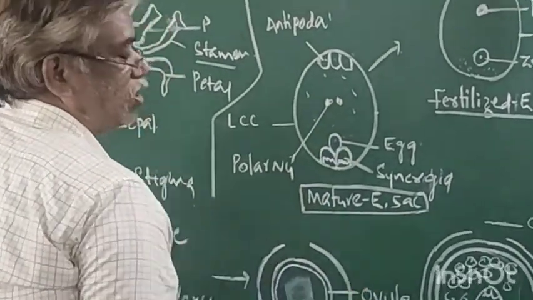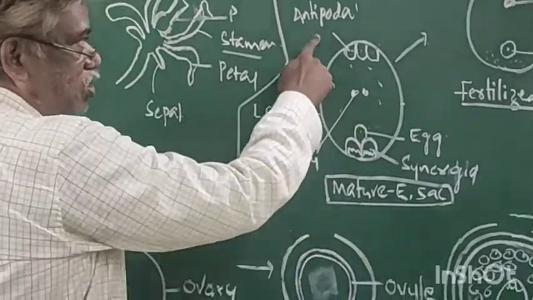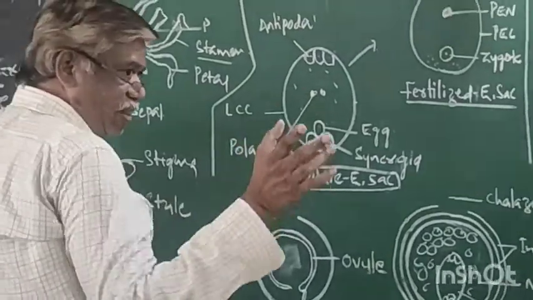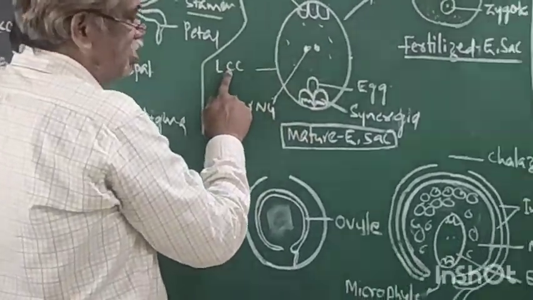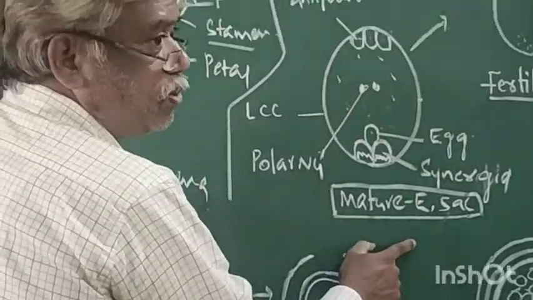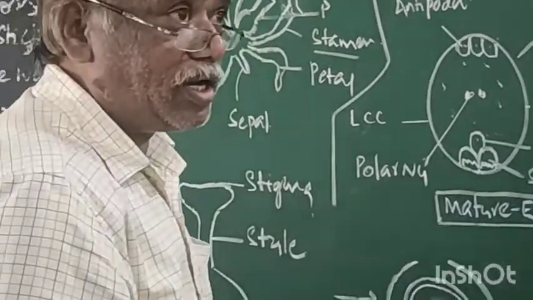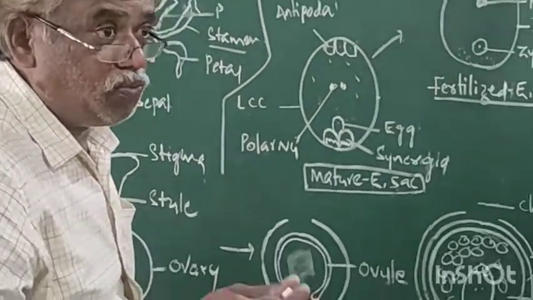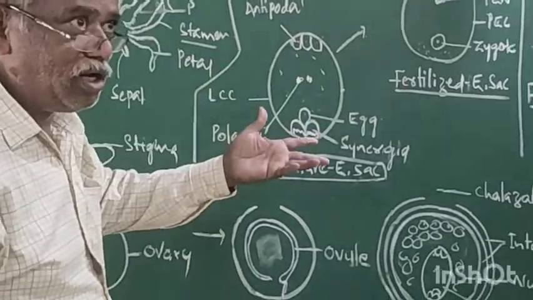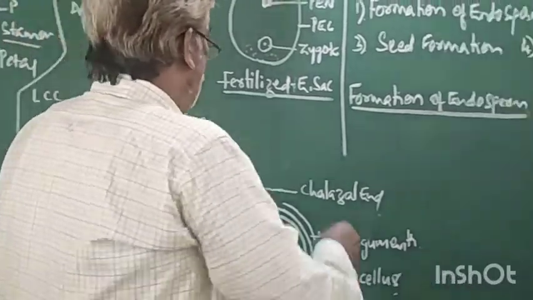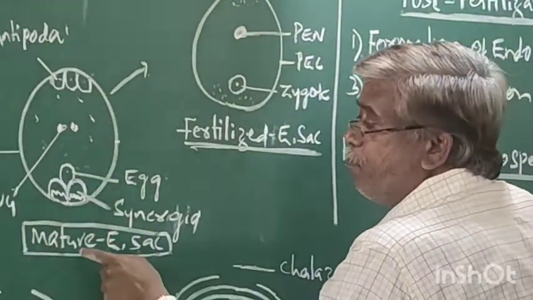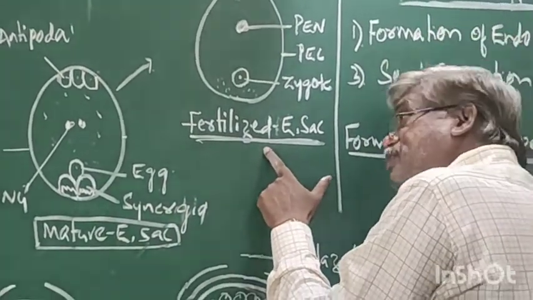Matured embryo sac. These are the 3 antipodals, LCC (large central cell), egg, synergids, and polar nuclei. All this is called the mature embryo sac. In angiosperms, double fertilization occurs in the embryo sac. So, after double fertilization, now it is the fertilized embryo sac. Earlier it was the mature embryo sac. Now it is the fertilized embryo sac.